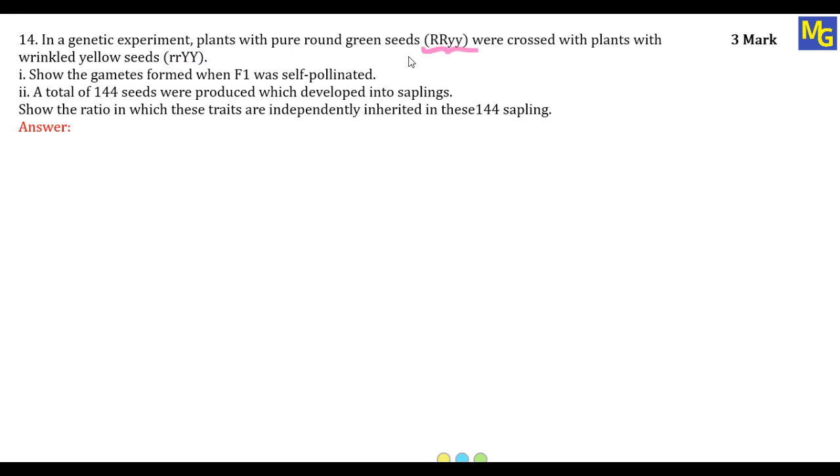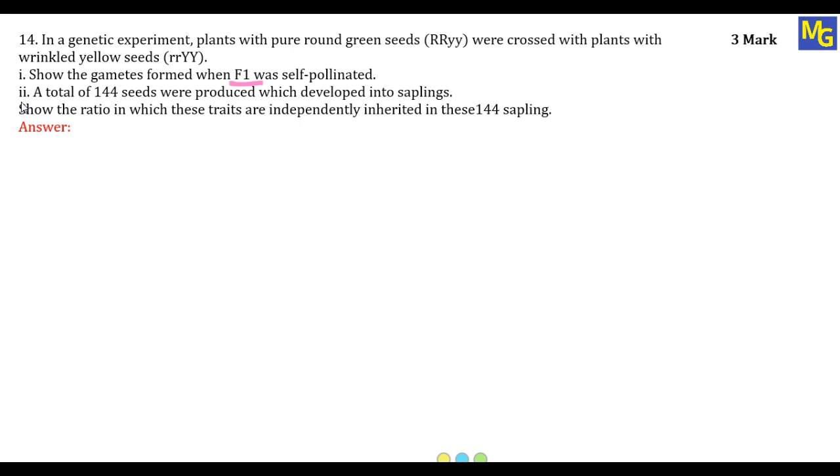So here the plants are pure, but the first plant is round and green. Round is capital R, dominant. Green is small y, recessive. For the second plant, wrinkled is recessive, small r, but yellow is dominant, capital Y. The question is: show the gametes formed in the F1, that is by self-pollination. In the first generation we have to show the gametes.